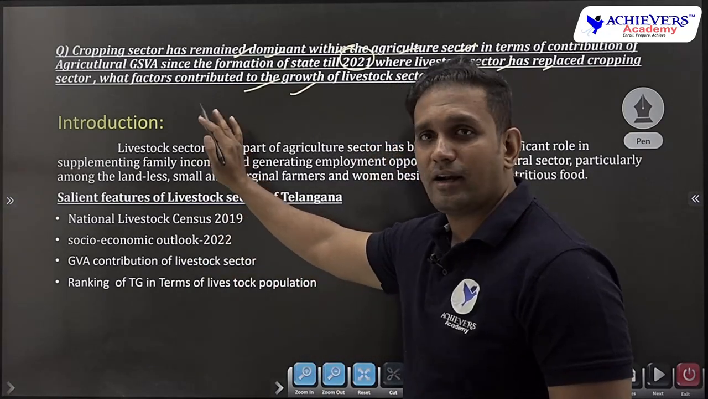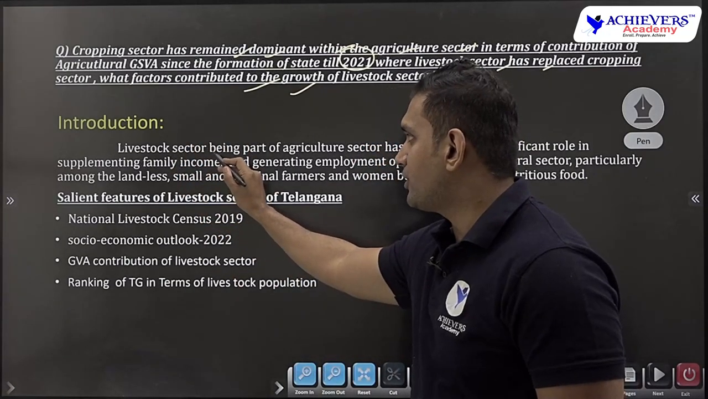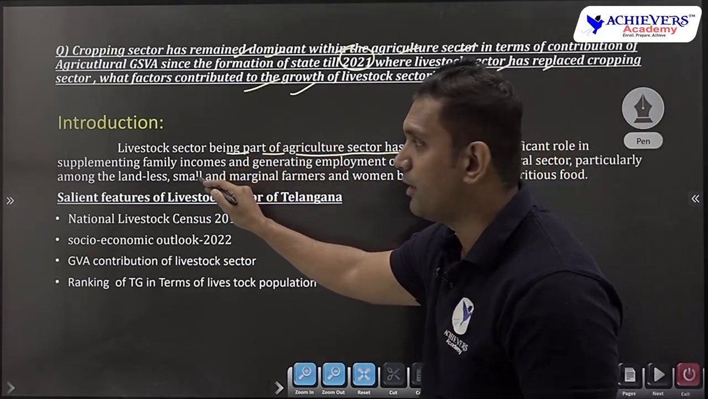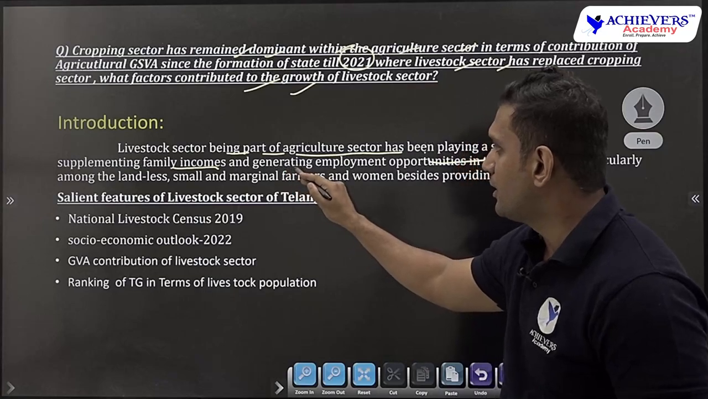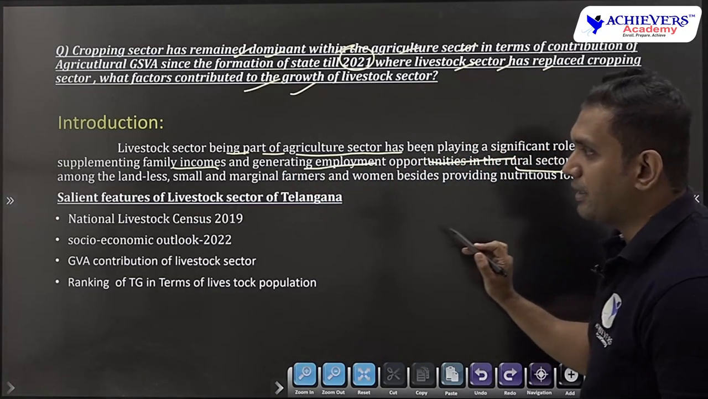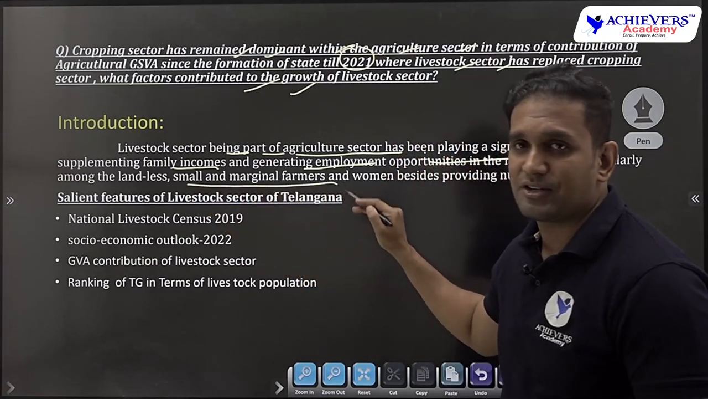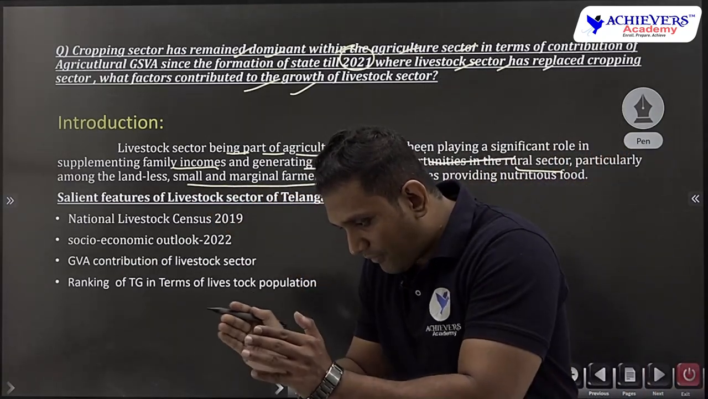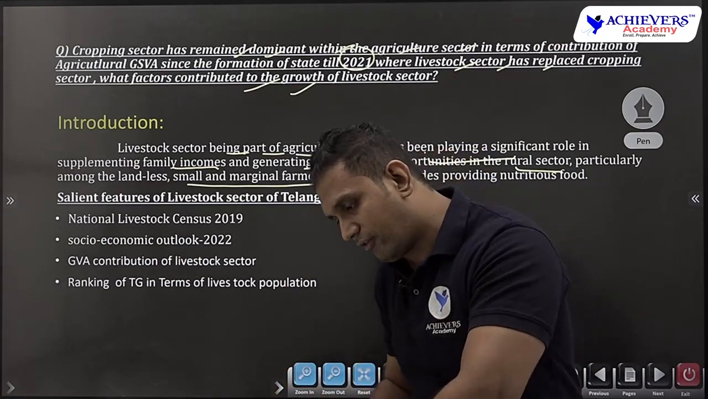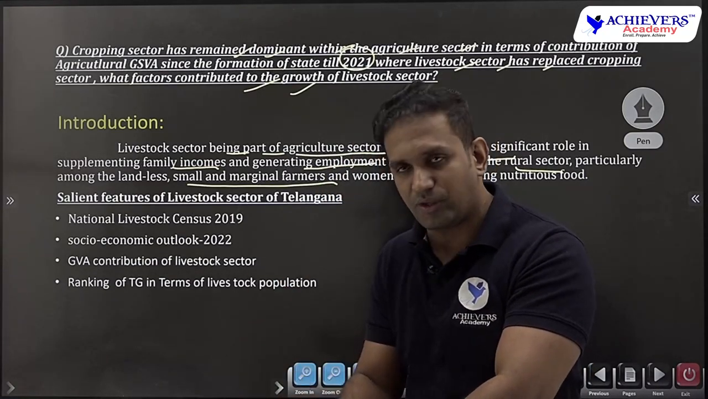So for the livestock sector, I have given an introduction. The livestock sector, being part of the agriculture sector, has been playing a very significant role, supplementing family incomes and generating employment opportunities in the rural sector, particularly among landless, small and marginal farmers. The farmers who have only small and marginal lands will do only agriculture, and they will maintain buffaloes, sheep, etc.